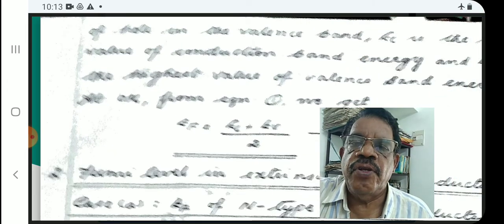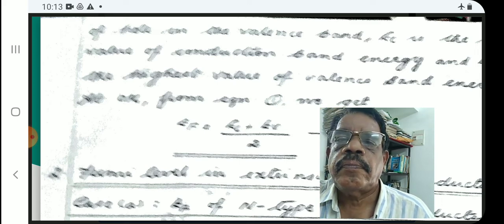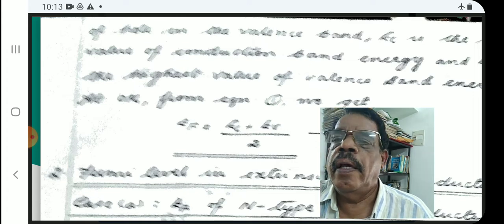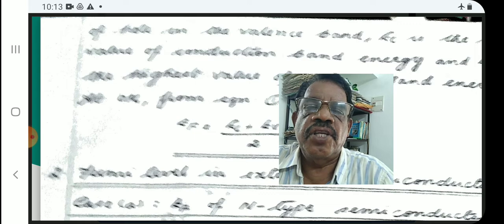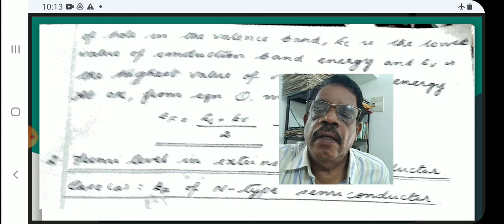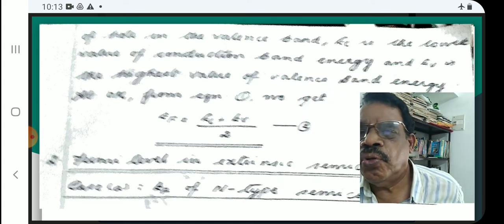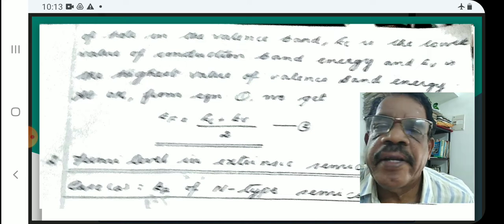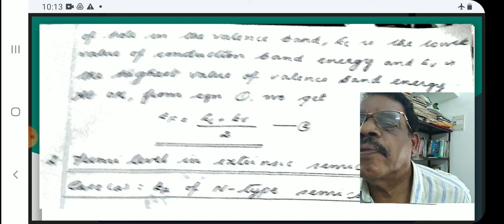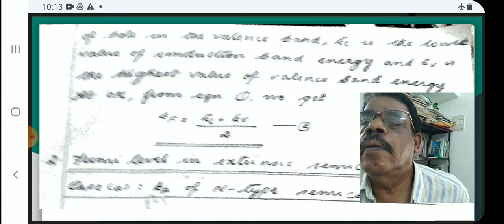Now you carefully note, EC is the energy value. EC is the lowest value of the conduction band. The slide is not too clear, so you carefully read it from the first line to the last.